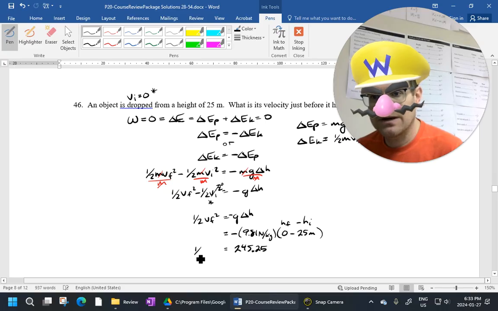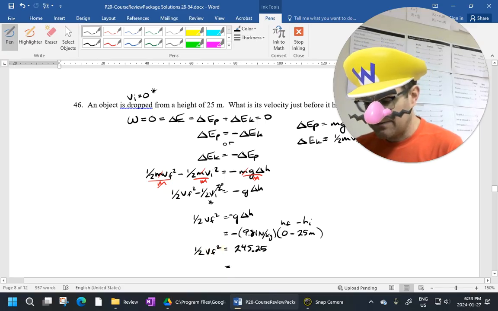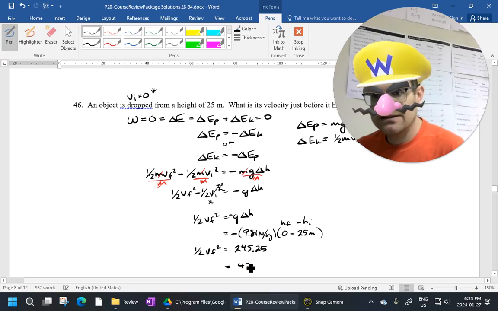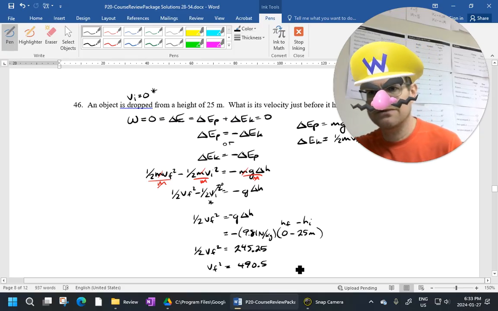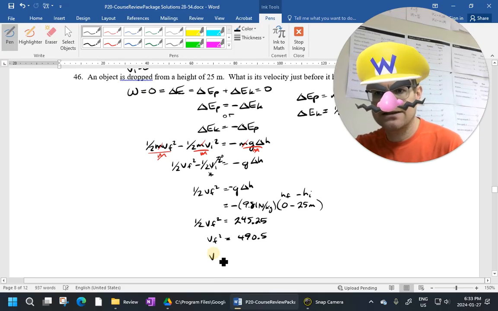And this is going to be 1/2 vf squared. Okay, so I'm timesing it by 2. You get 490 on this side now. vf squared. I guess the units would be meters squared per second squared, if you want to put that in there. And then take the square root of both sides.